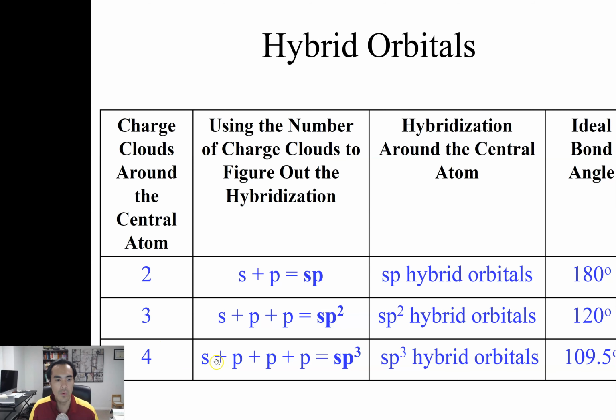And the last one is a 4, where we have 4 charge clouds, for example, a tetrahedral shape. In this case, we're going to have 3 P's, and the angle is going to be about 109.5. And that's going to give you an sp3. Now, the 3 comes from the 3 P orbitals that come with it. So again, memorize this. Make sure you understand that. That's 180, 120, and 109.5.